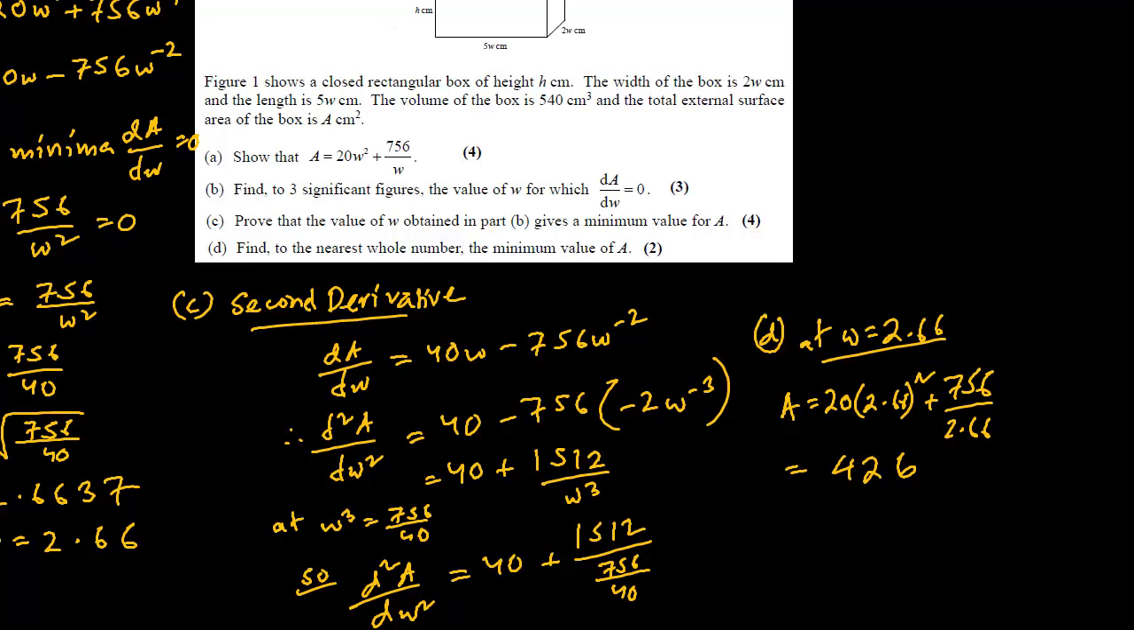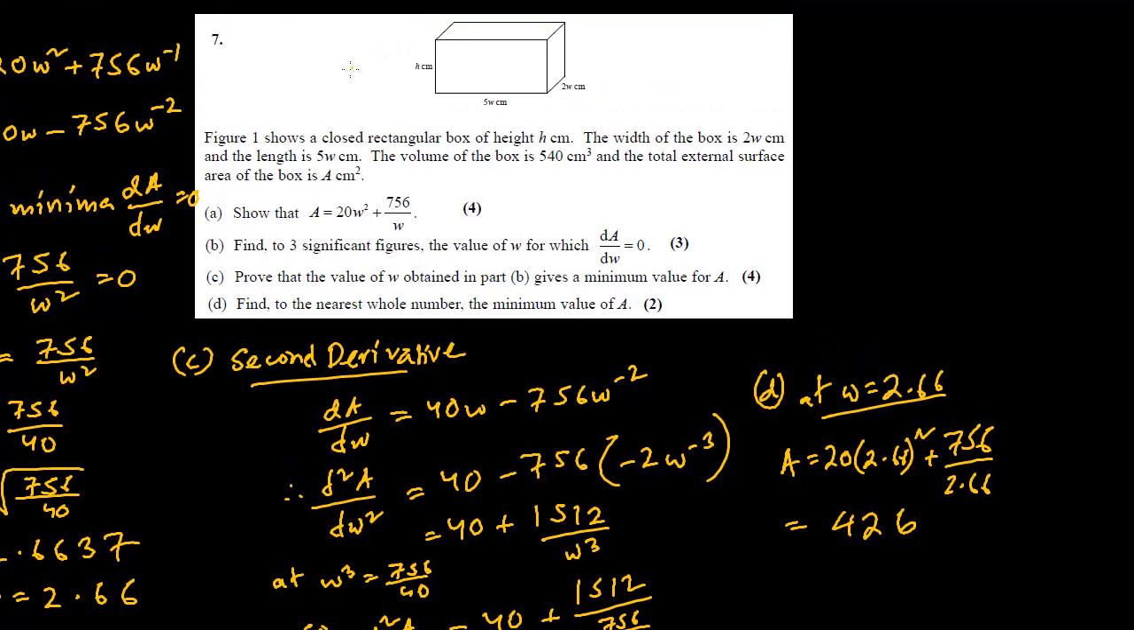Now let's come to the first one. 7a said we have to show that the surface area of this particular object, it's a box, also known as a cuboid, is expressed only in terms of W. The information that we have is that the volume of the box is 540 cm cubed.